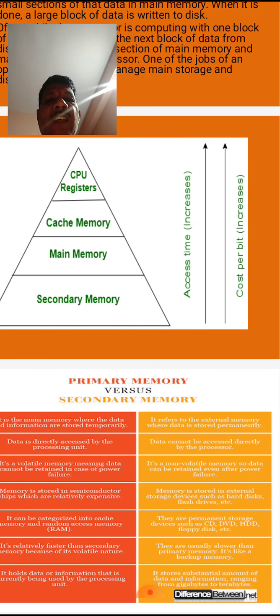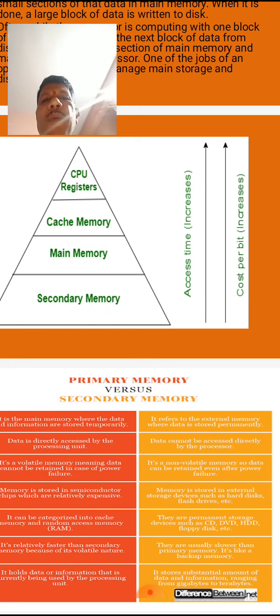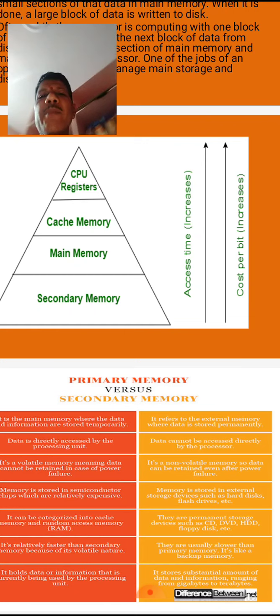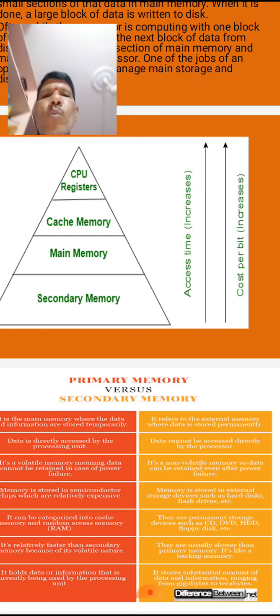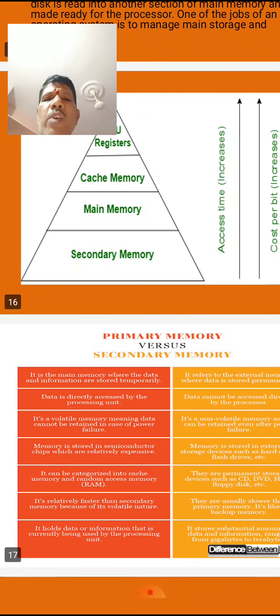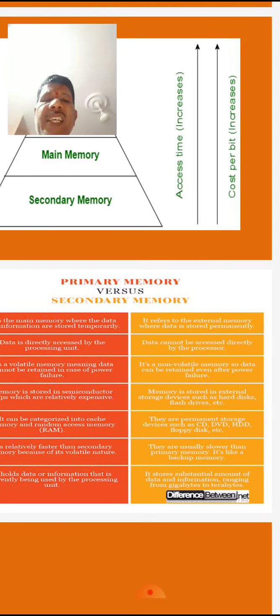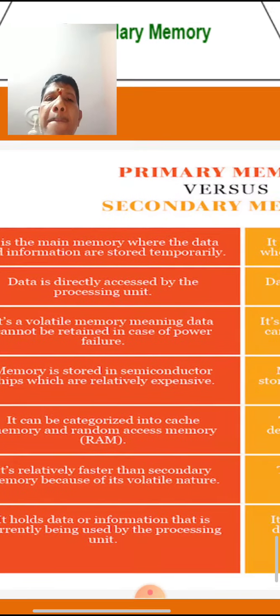But storage cost per bit increases. Secondary memory cost is very low. Main memory cost is higher than secondary memory. Cache memory is very high cost. CPU registers are the highest cost. This is about the access time and cost per unit. Then we'll see primary memory versus secondary memory one by one. Here some of the points are given.